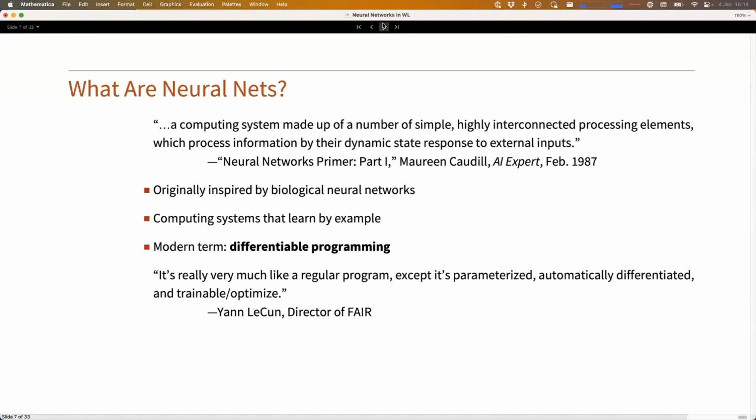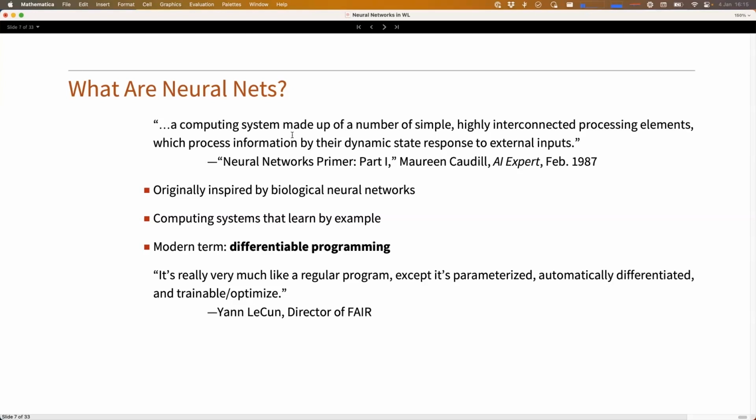Okay, so let's start with throwing some meat at this problem. What are neural networks? The core idea is that you start with a definition: a computing system made up of a number of simple, highly interconnected processing elements, and each one processes information by its dynamic state response to an external input.